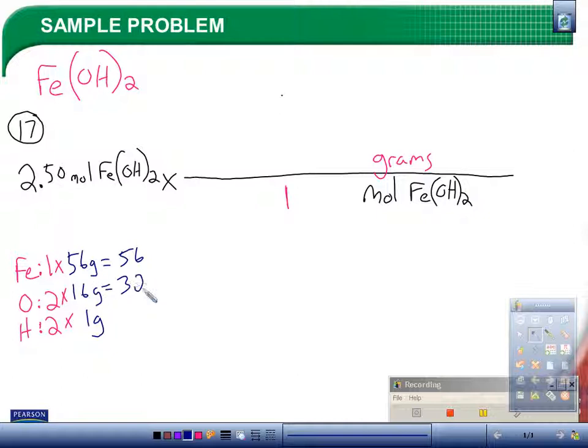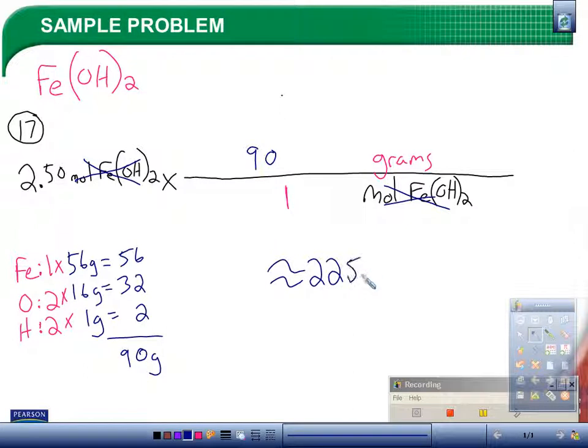So as long as you're in the ballpark. So I got 90 grams. That is my molar mass, 90 grams for 1 mole. I cross off my like units. I'm in grams, that's what the question asks for. I multiply that, and it's about 225 grams, depending on what you round it to.